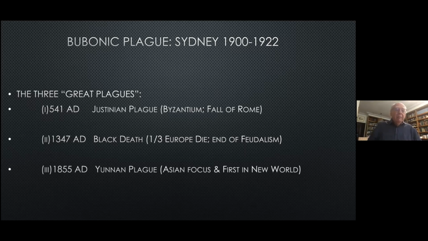Interestingly, it came from Yunnan, which of course is thought to be the site for COVID-19. And so this bubonic plague, and it was the only one that ever came to the New World of America and Australia, came from China. It infected people throughout Asia. It was a devastating disease, particularly in India. And as I said, it's the first in the New World.